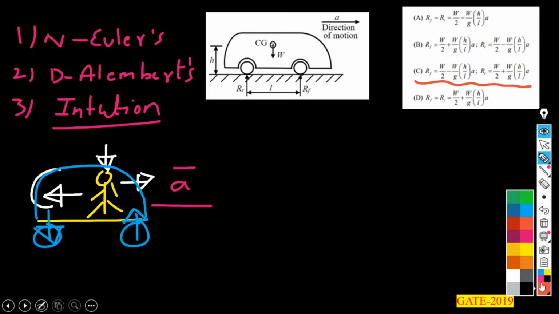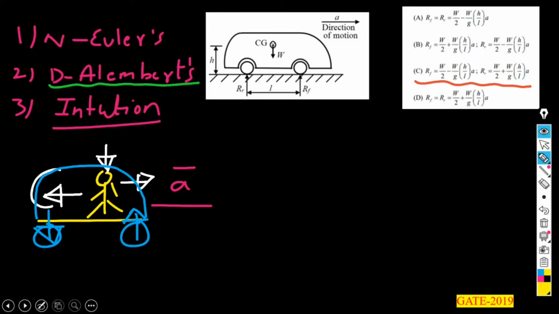Let's check the same thing as per D'Alembert's principle. You know, Newton's law is fully applicable in case of a point mass or a particle mass. We extend with the help of Euler's law in case of a rigid body or a three-dimensional object. In case of a rigid body, with the help of Euler's law, we can write summation of forces is equal to mass times the acceleration of CG or center of mass.